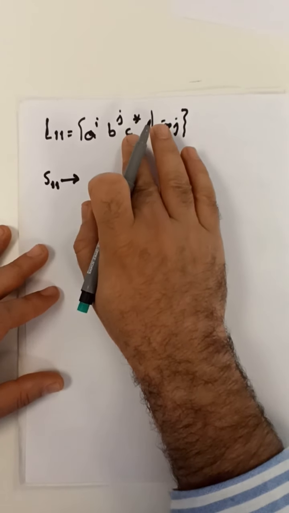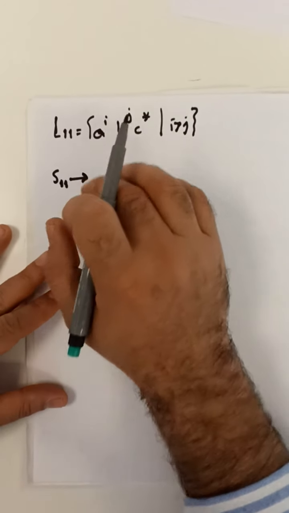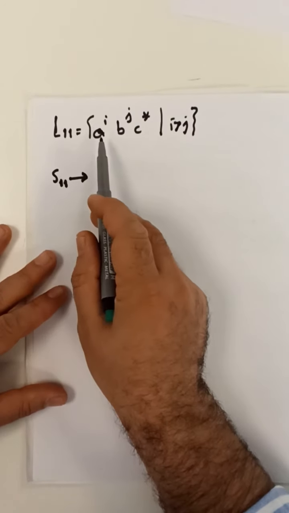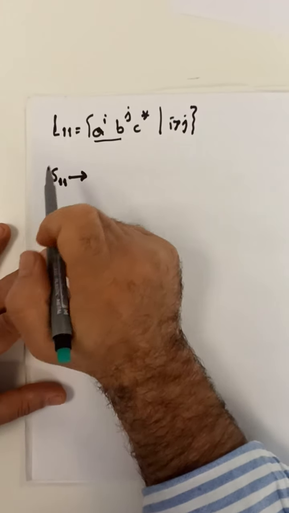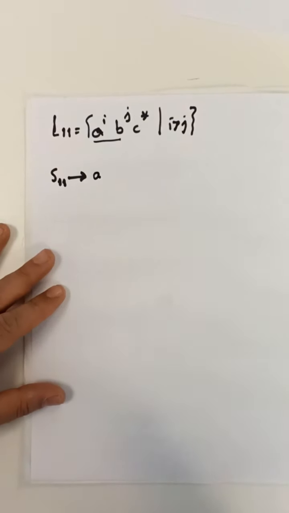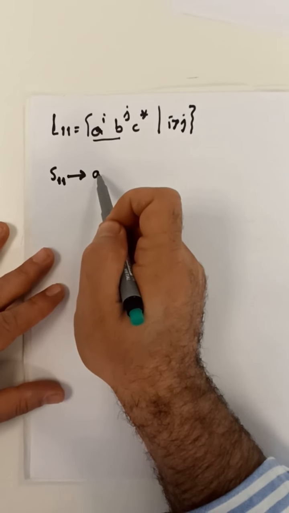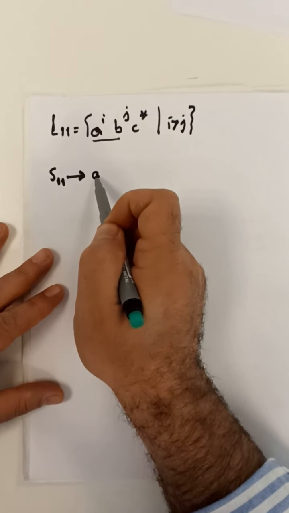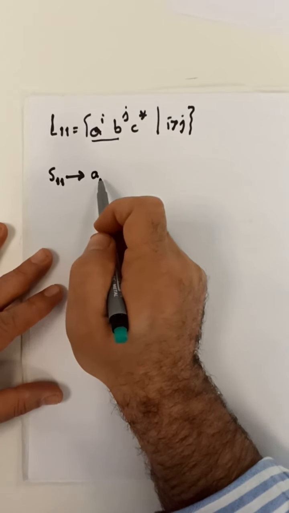Let's first forget about the C star part. Let's first concentrate on generating strings of the form A to the I, B to the J, such that I is greater than J. If we first concentrate on this part, our base case will simply be the string A, because in this string we have one A and 0 B's, so I is greater than J for this string. So this is our base case.